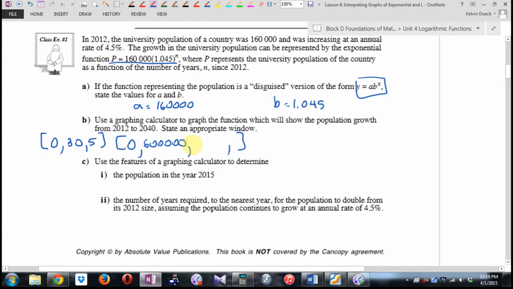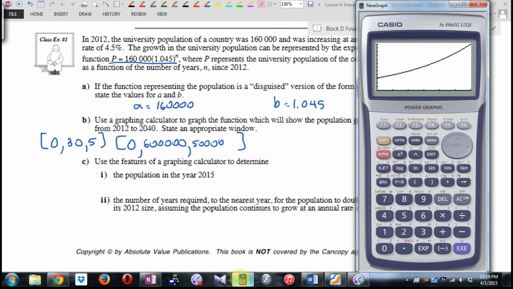and then the Y. What was our scale? What did we go up by for the Y values? 50,000. Okay. And I guess I don't need a comma right there. This is a graph of population growth. Now we can use our graphing calculator to analyze data. Okay? What does C part 1 want me to find?